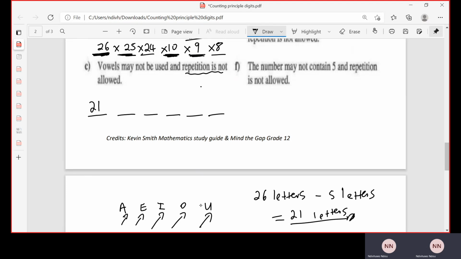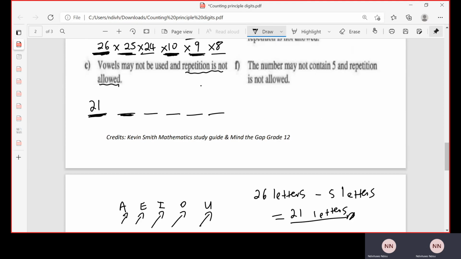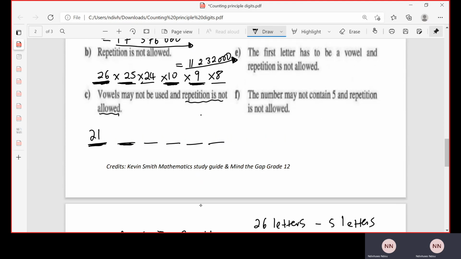Remember, repetition is not allowed. It means because here we choose from 21, when we come to this position, one of them has been used, so we'll be left with how many choices? 20 choices. Two of the letters have been used, we subtract them from 21, we'll be left with 19 choices.